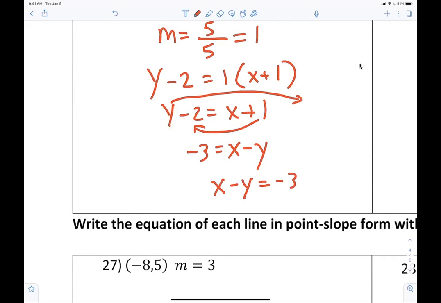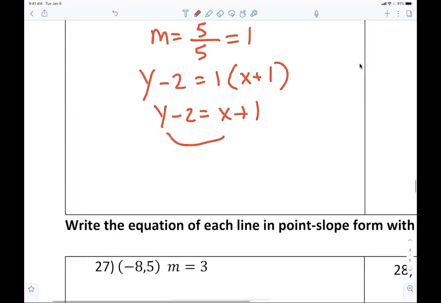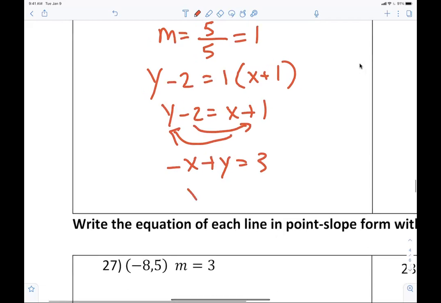True or not? You sure? That's why I'm super glad some of you are asking me these questions, because this is helping your math understanding. Now watch me. If I move the x over here and the 2 over here, I get -x plus y equals 3. No, x can be negative. So you change the signs.